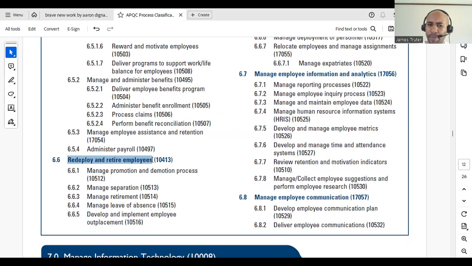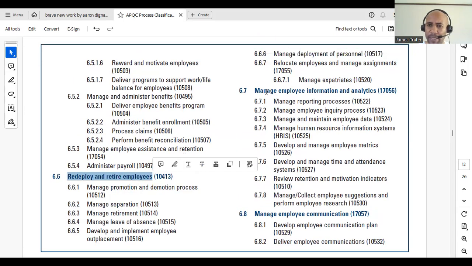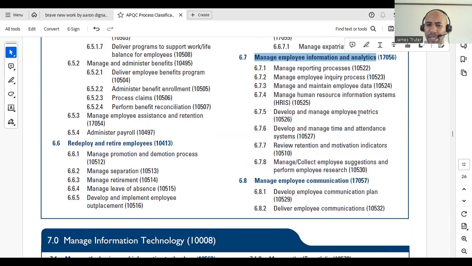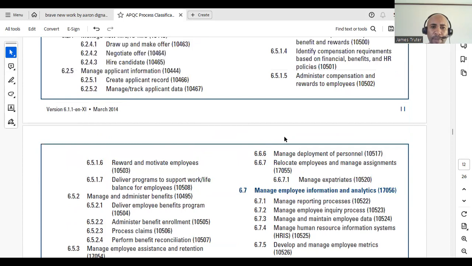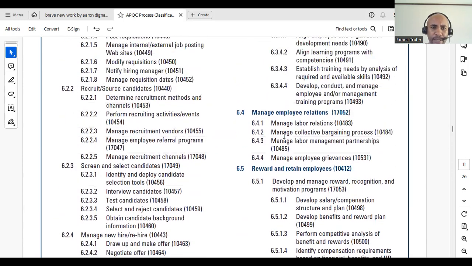6.6 is how do we redeploy and retire our employees, and 6.7 is how do we manage employee information analytics. The last one they have is how do we manage employee communication. So let's just go a bit to the recruitment track, right?